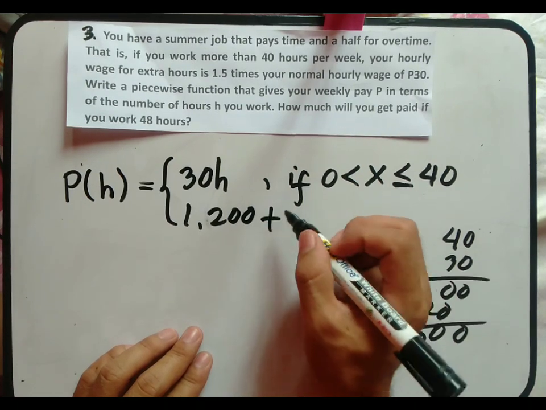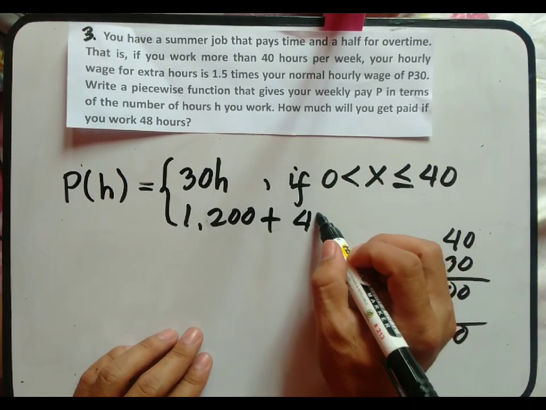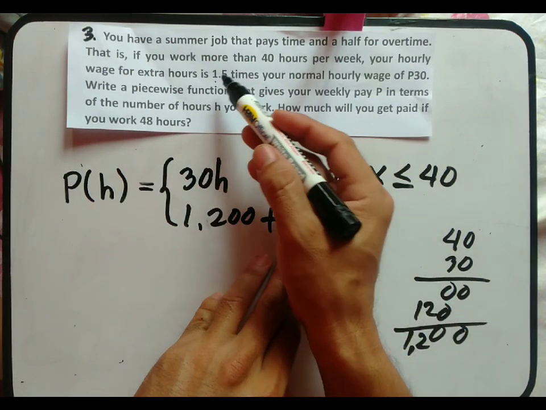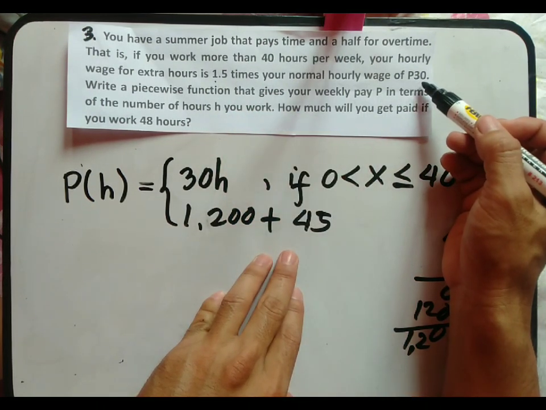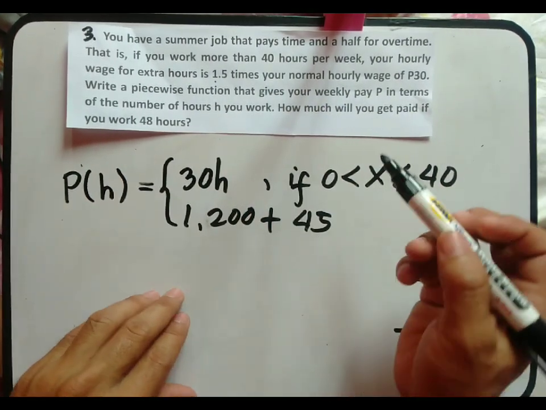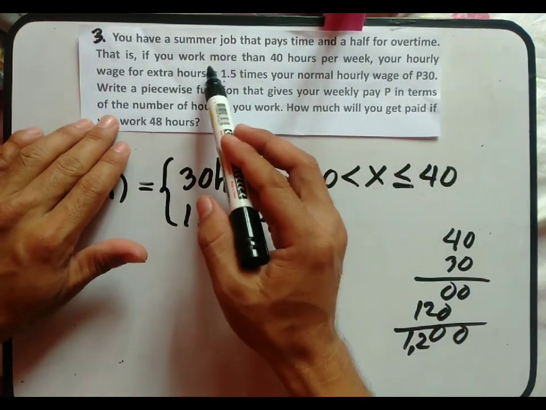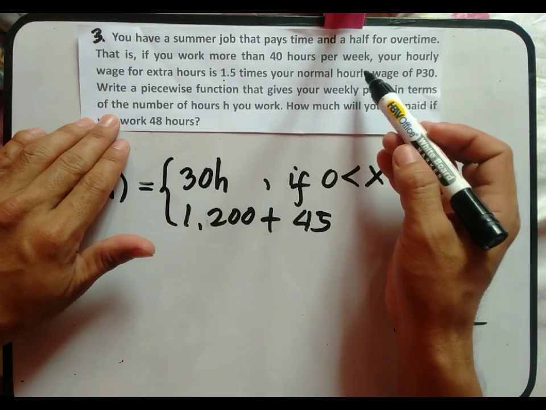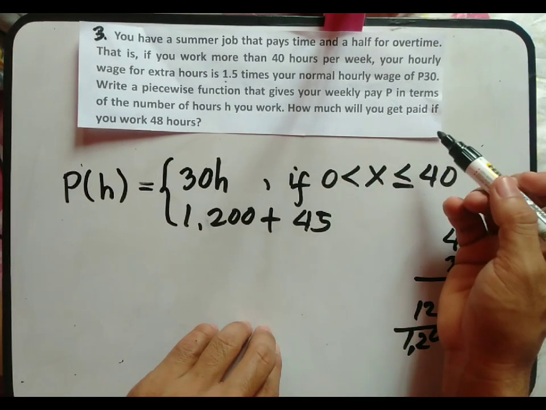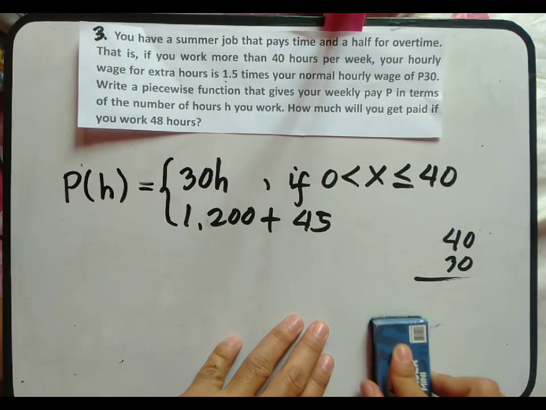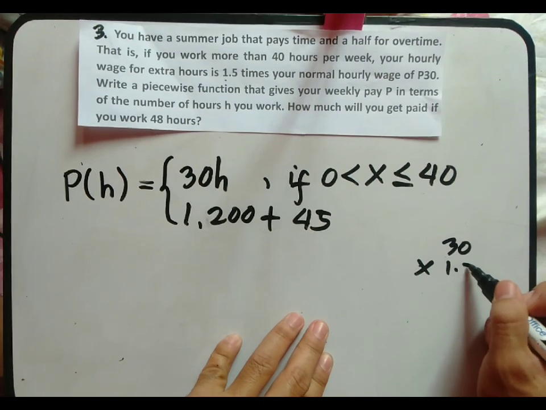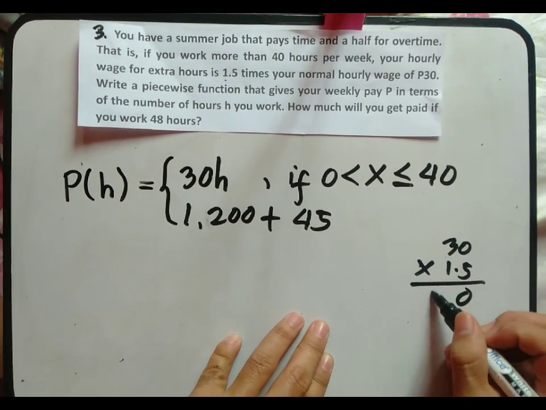1,200 plus 45. Saan galing yung 45? Okay? 1.5 times 30 is 45. Kasi nga daw, kapag nag-overtime ka or if you work more than 40 hours per week, your hourly wage is magiging 1.5 times your normal hourly wage. So, kaya naging 45. 30 times 1.5.